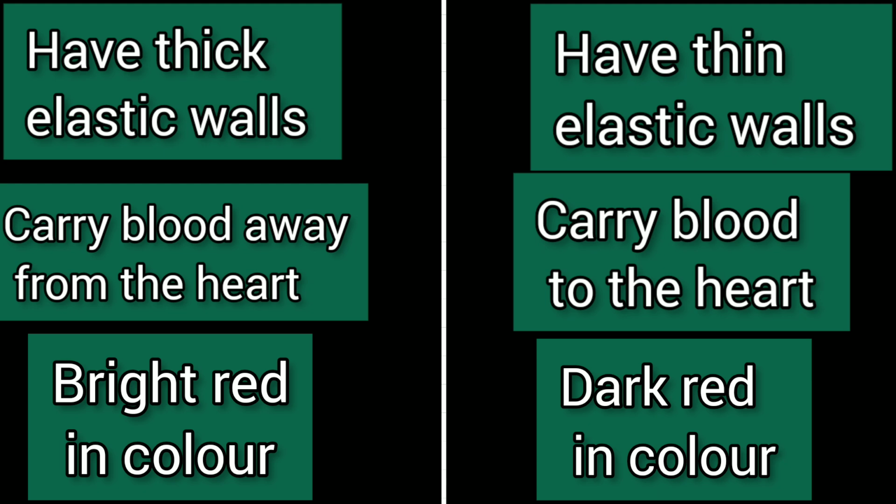Again, arteries have thick elastic walls. Veins have thin elastic walls. Arteries carry blood away from the heart. Veins carry blood to the heart. Arteries are bright red in color. Veins are dark red in color.